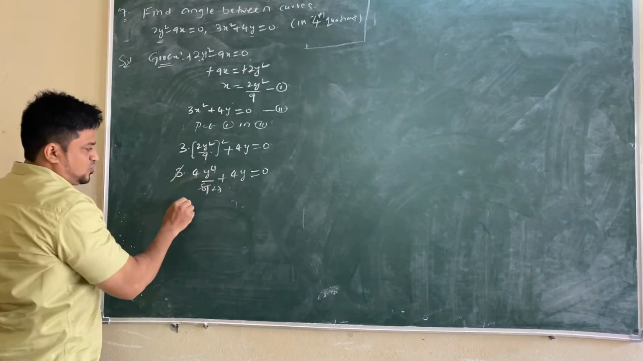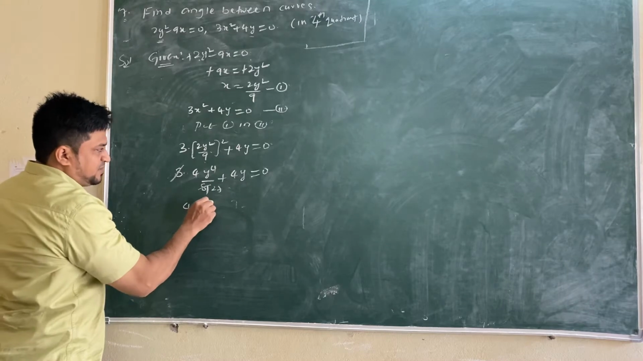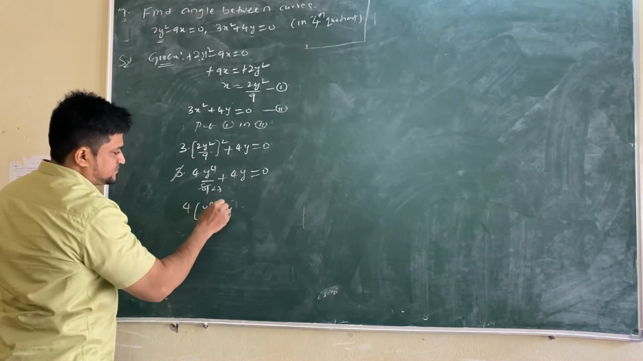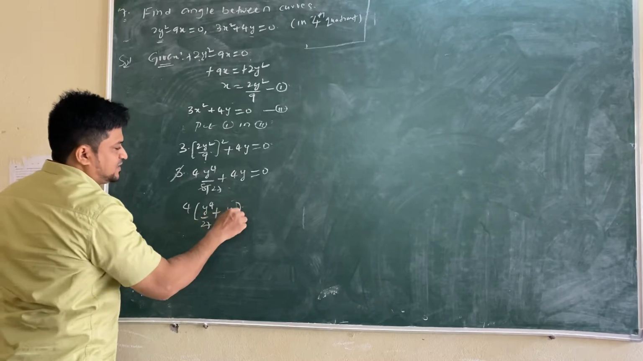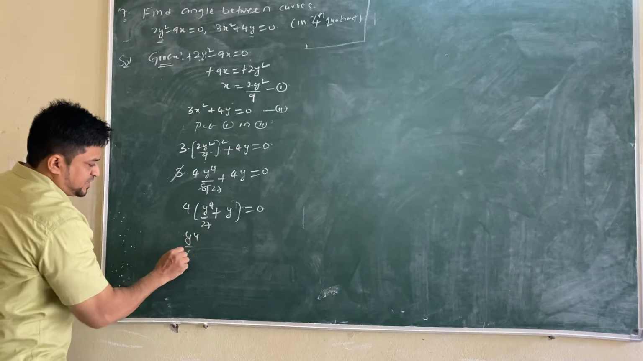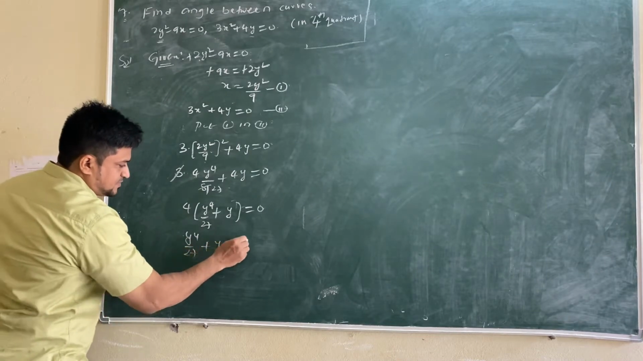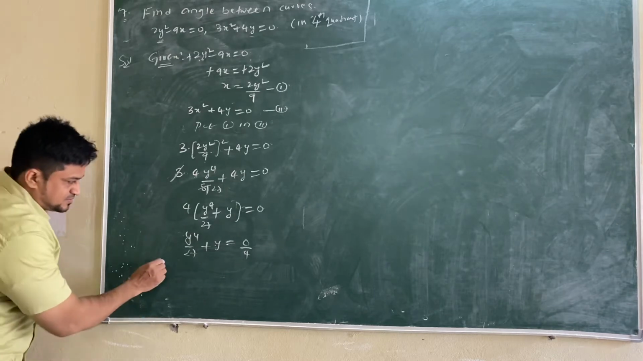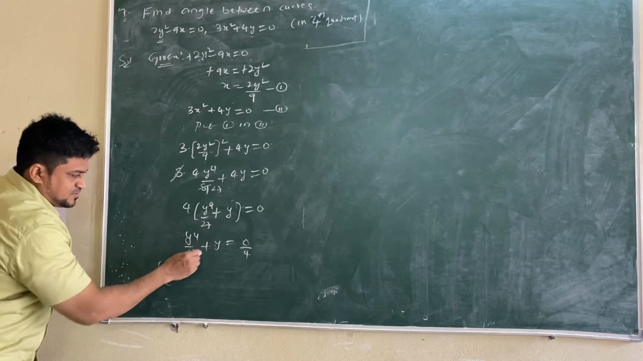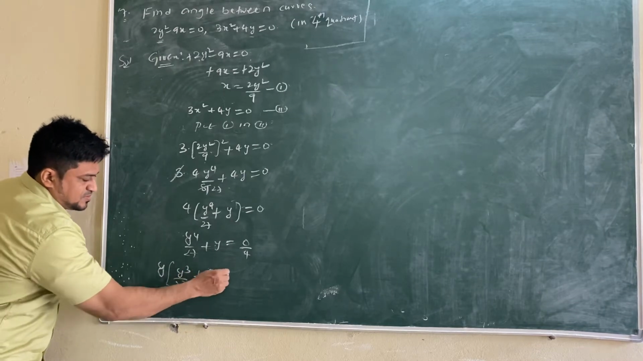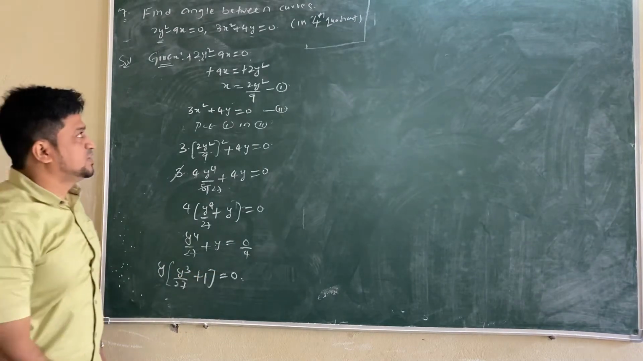Here what we have, 4 common. Y power 4 by 27 plus y equals to 0. 4 is given to the denominator. Now in these two terms you can take y common: y into y cube by 27 plus 1 is equals to 0.